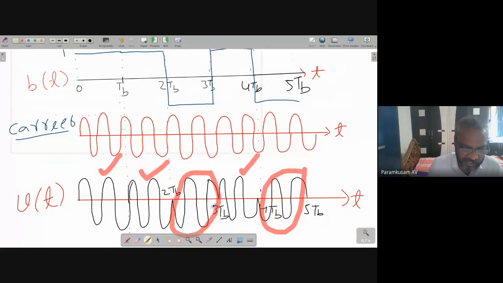There is a 180 degrees phase shift here. There is a 180 degrees phase shift here.